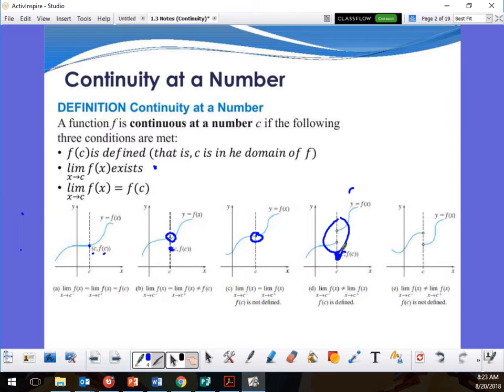Fifth one, that's where we're at. Left and right, do they both go to the same number? So does the limit exist? No. Is f of c defined somewhere there? No, it's not defined. There is no closed dot there. So it is not defined. Does that make sense? Are you guys okay?